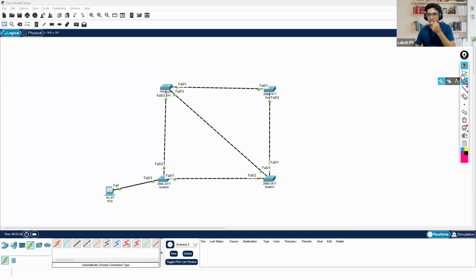So what happens is, from switch two's perspective, BPDU, as I said, is generated only by the root switch, whichever switch becomes the root switch. Let me delete this first.